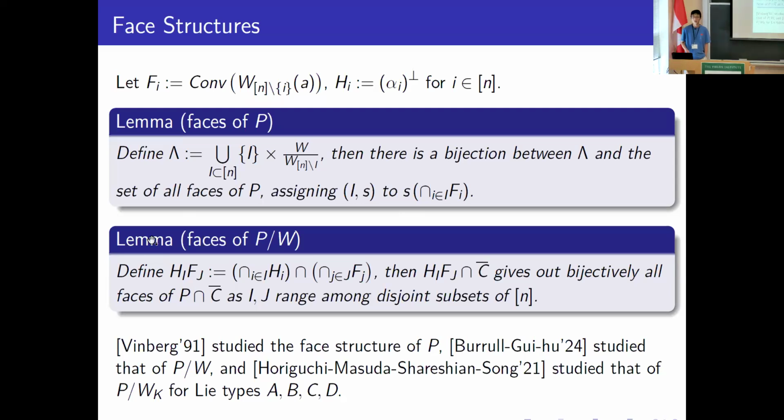Okay, for early works, Weinberg studied the face structure of the Weyl polytope, and Barul and Guihu studied that of the quotient polytope. And in the 2021 paper, again HMSS, they studied the face structure of the quotient polytope for Lie types A, B, C, D and for parabolic subgroups.